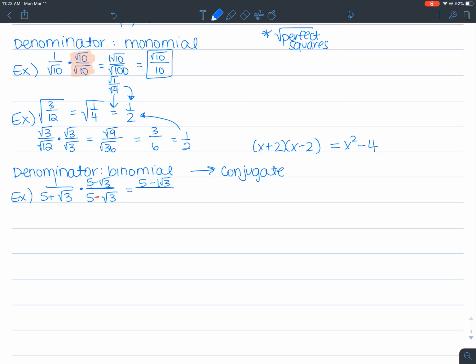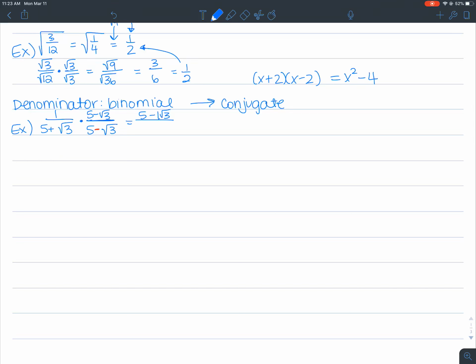And then just like this, I'm going to go ahead and expand out and say that, well, 5 times 5 is 25, and 5 times that is negative 5 root 3. And if I do the same thing with this, then I get plus 5 root 3 and minus, well, these two are both inside the radical, so I can multiply 3 by 3 to get 9. So just like here, our middle terms were plus 2x and minus 2x, and they canceled out. Well, these two will cancel out.